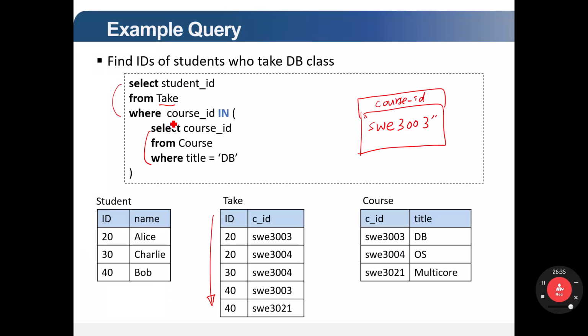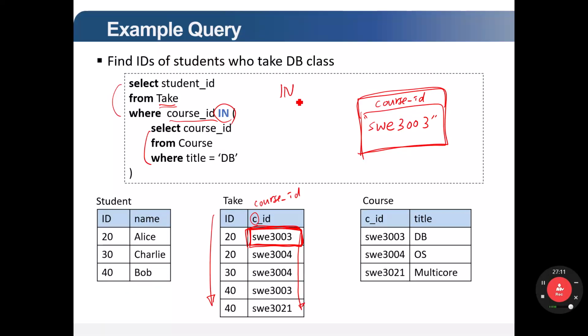and we check the take table's course ID column. This should be course ID. So we check these values, and here the first record, we found this first course ID, and we check if this ID is included in the output of in query.